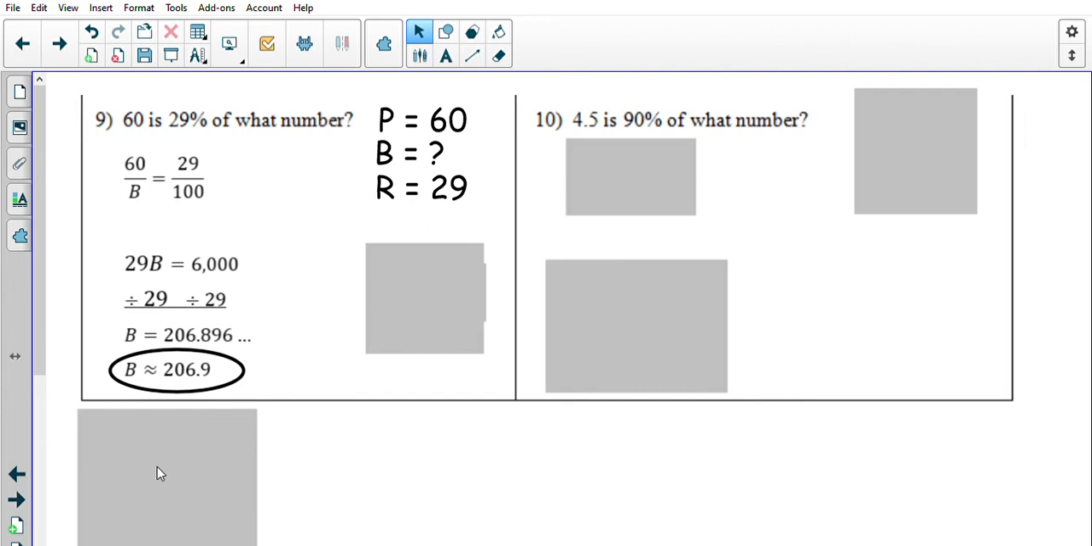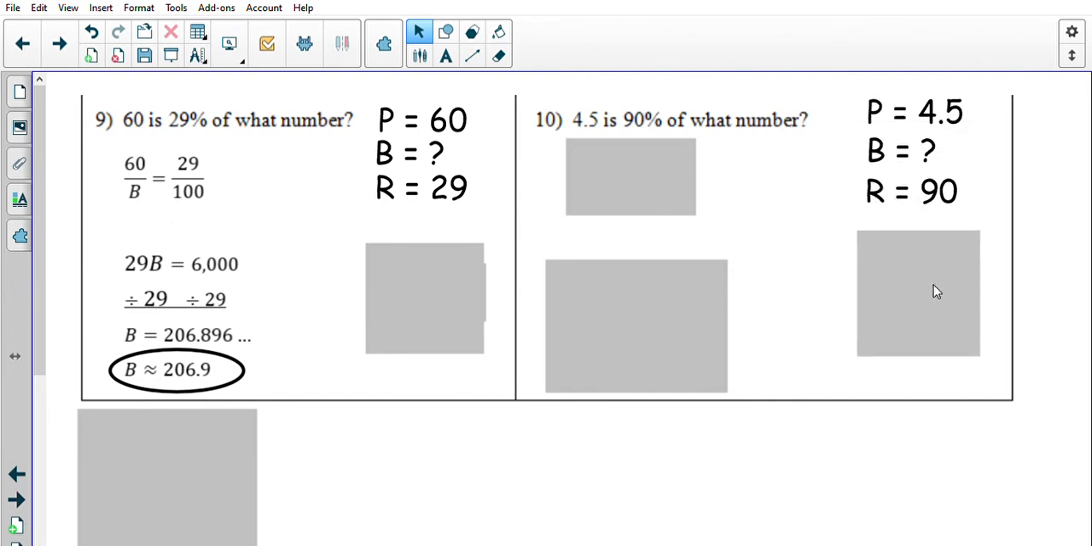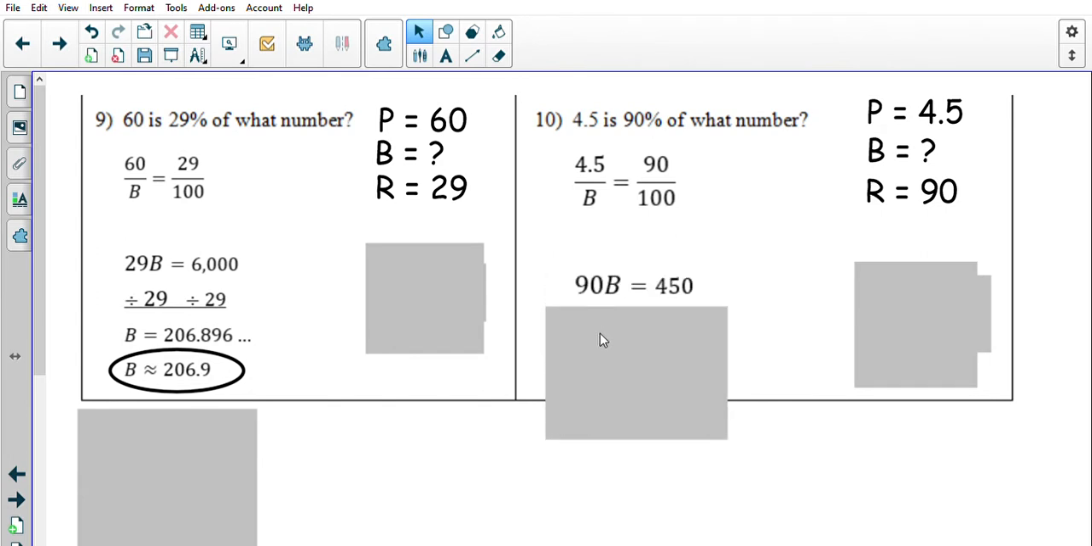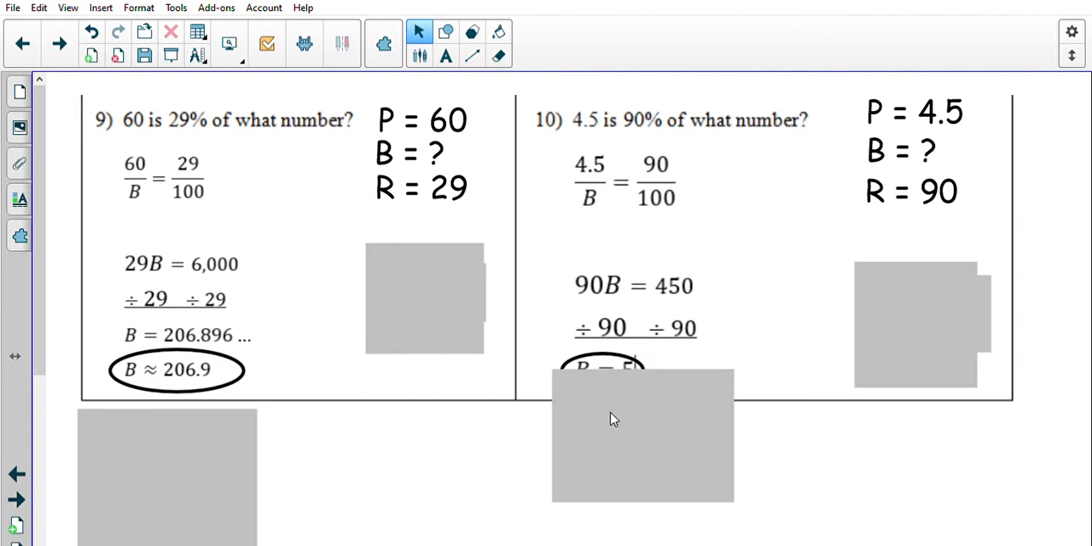Number 10, 4.5 is 90% of what number? So in this case, 4.5 is my part, my base is my unknown, R is 90. So P over B is going to be 4.5 over B equals 90 over 100. So we take 90 times B is 90B, divide both sides by 90, and that's going to get us B equals 5 for our solution. So 4.5 is 90% of 5, which makes sense. The part and base should be pretty close together.